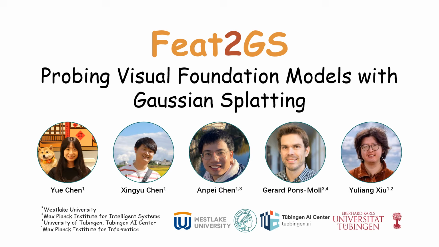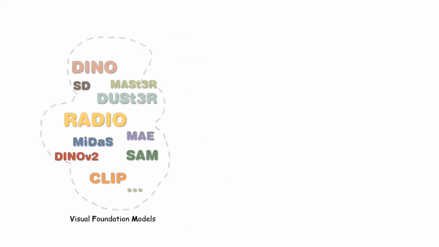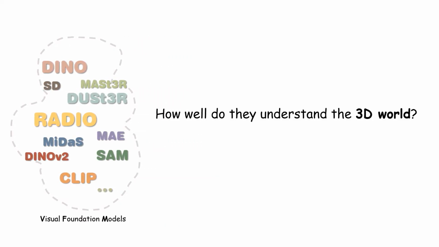We introduce Feature2Gaussian, a unified framework that probes the texture and geometry awareness of visual foundation models. Visual foundation models are often trained on 2D images, but how well do they understand the 3D world? To answer this question, we need 3D probing. So, what is 3D probing?